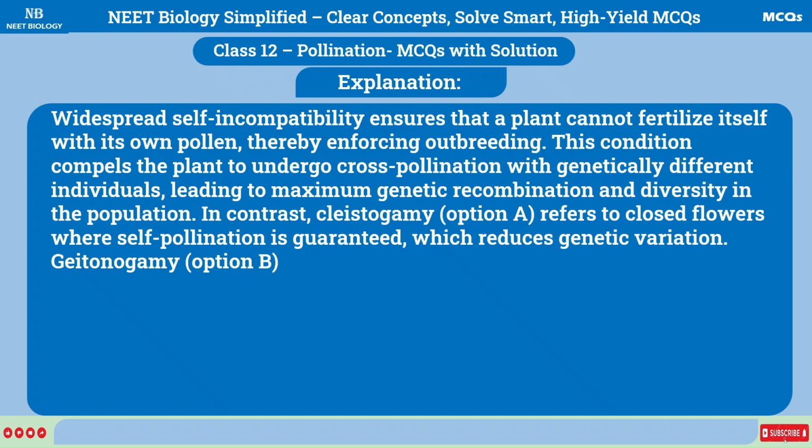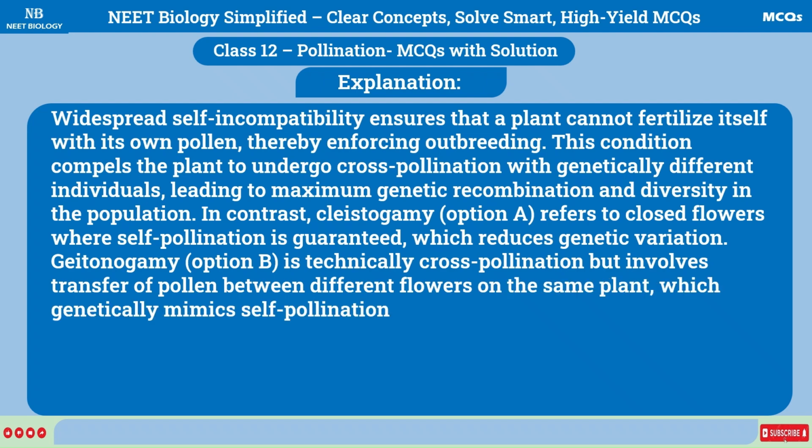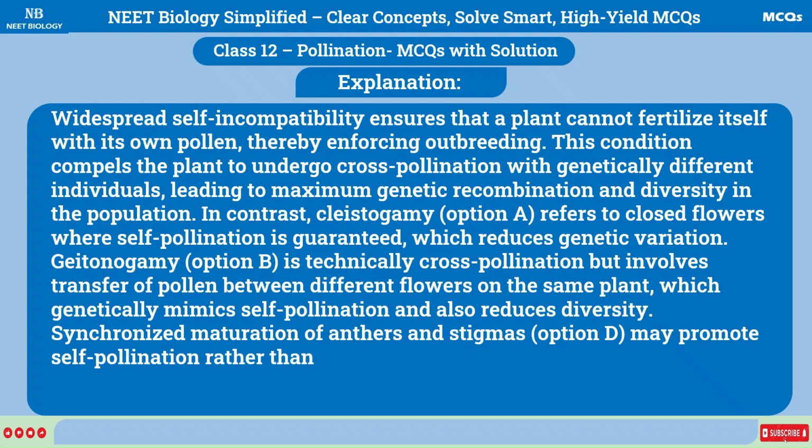Geitonogamy, option B, is technically cross-pollination but involves transfer of pollen between different flowers on the same plant, which genetically mimics self-pollination and also reduces diversity. Synchronized maturation of anthers and stigmas, option D, may promote self-pollination rather than cross-pollination, thus limiting genetic diversity.